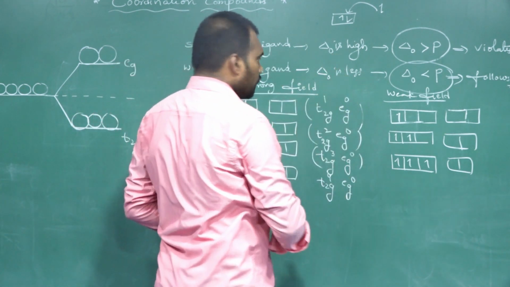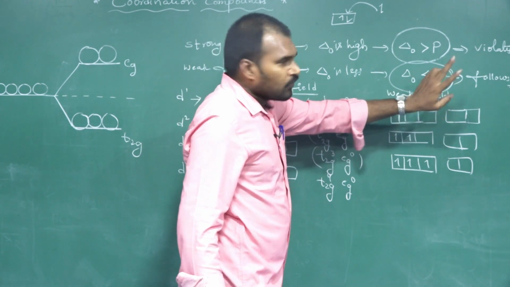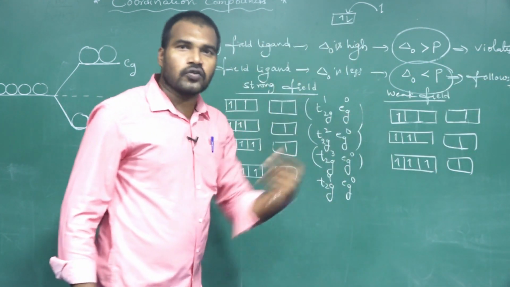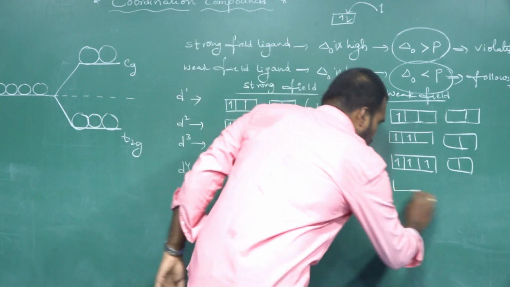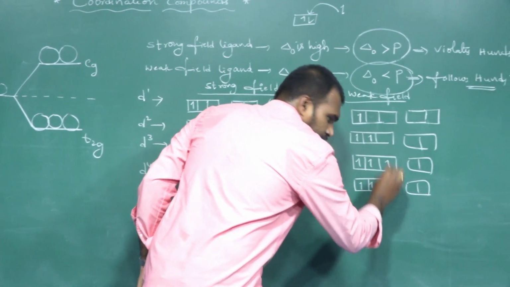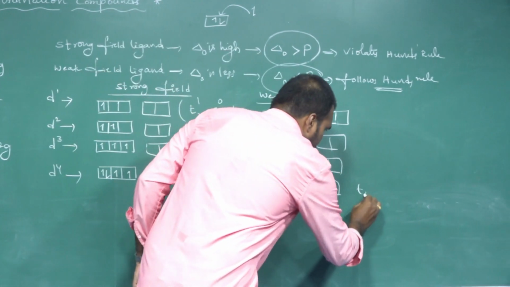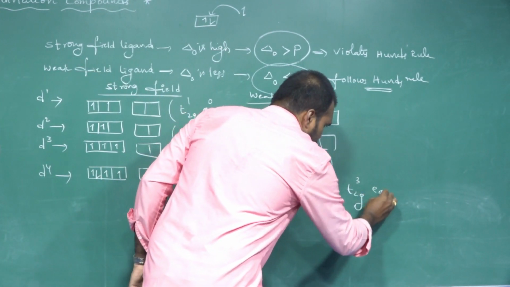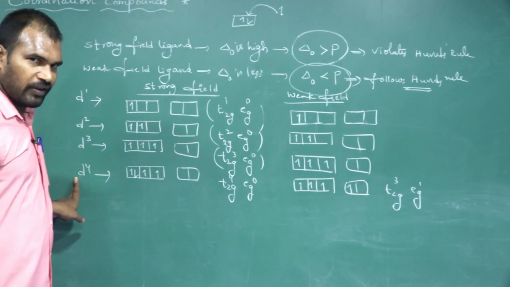But in the case of weak field ligands, the del value is lesser, smaller than the pairing energy. They follow Hund's rule. If they follow Hund's rule, the fourth electron should enter the eg set. 1, 2, 3, the fourth electron will enter eg. So the configuration is t2g3, eg1. Understood? This is about the d4 configuration.